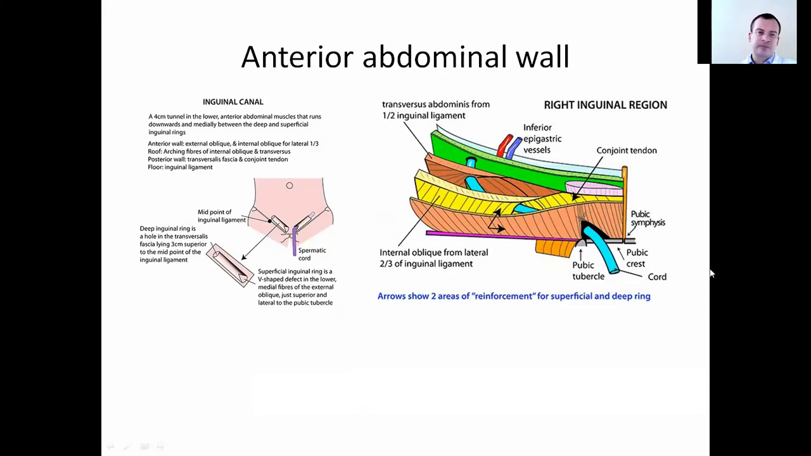Anterior abdominal wall. The inguinal canal is a 4 centimeter tunnel in the lower anterior abdominal muscle that runs downwards and medially between the deep and superficial inguinal ring. Anterior wall: external oblique and internal oblique for the lateral third. Roof: arching fibers of internal oblique and transversus. Posterior wall: transversalis fascia and conjoined tendon. The floor is the inguinal ligament.